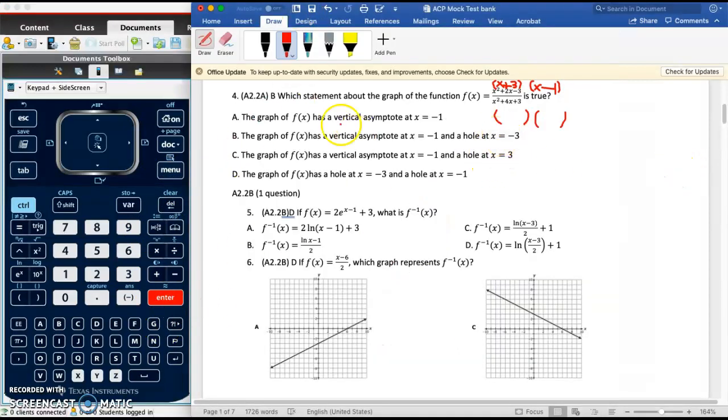Okay, I go x plus 3. Okay, and x plus 1. Okay. Now, it's asking me which of the statements is true. Well, right now, I can cross off x plus 3 and x plus 3.